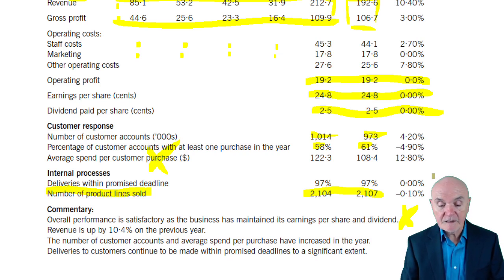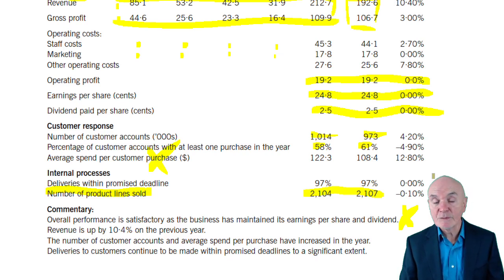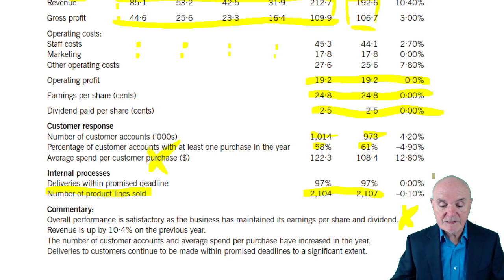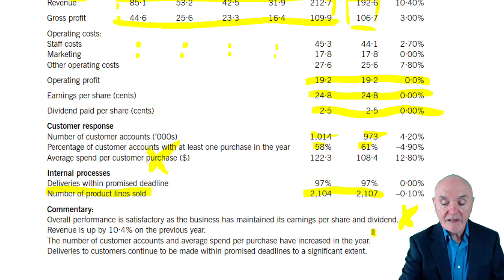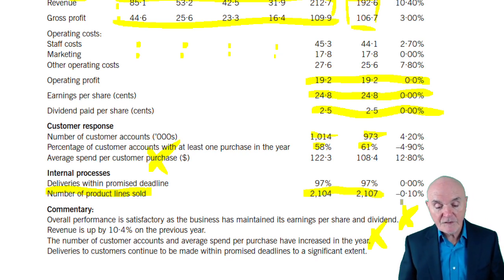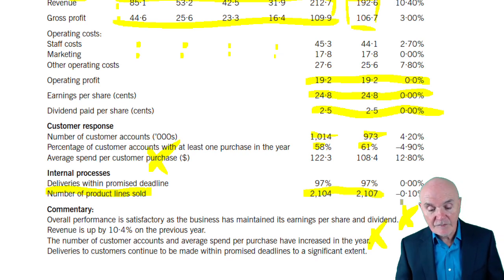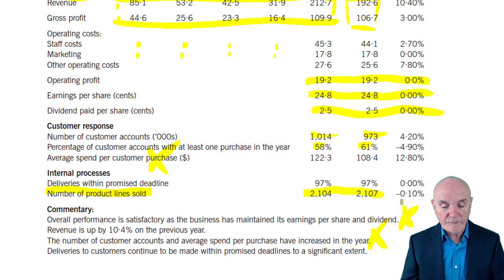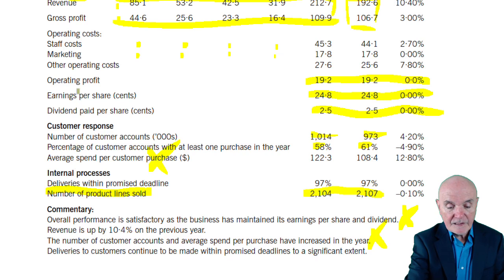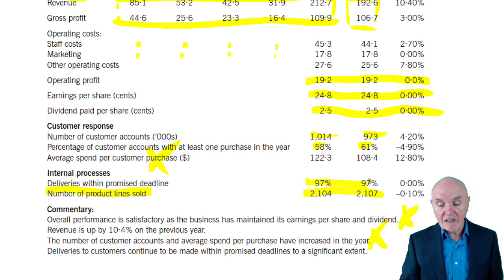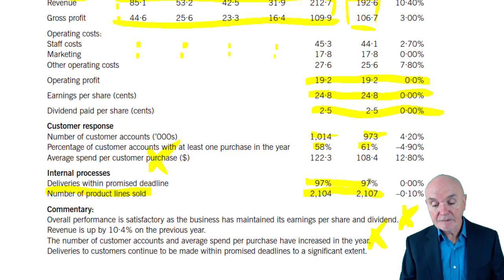Revenue is up 10.4% on the previous year. That's okay, but revenue isn't the most important thing here. They said the number of customers and average spend per purchase increased, but again, we know that's not what they want here. And presumably feeding into customer service, we have deliveries to customers continuing to be made within the promised deadline. So the deliveries to the promised deadline, it's staying at 97. Is 97 good or bad? I don't know.